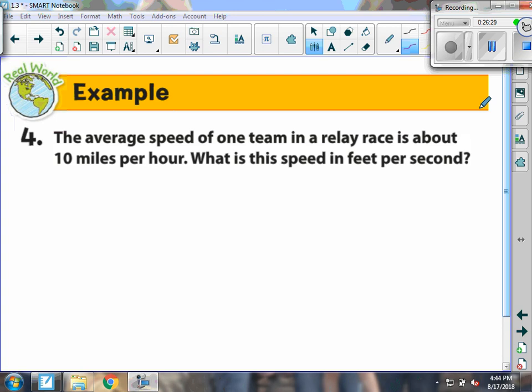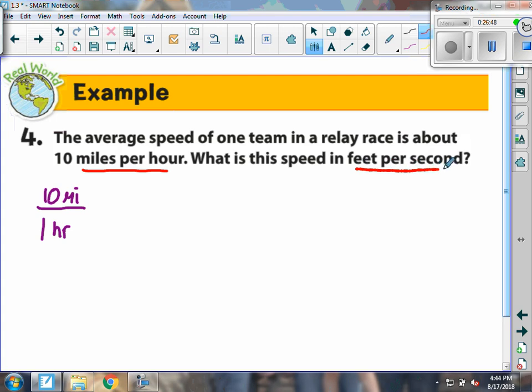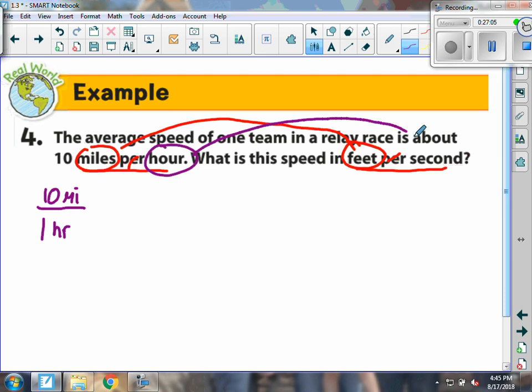Okay, the average speed of one team in a relay race is about 10 miles per hour. So I'm going to write this down: 10 miles over 1 hour. What is the speed in feet per second? I'm going to underline this. The only thing that's the same is our per. We don't really do anything with that. So we're going to be changing our miles to feet and our hours to seconds. So we're changing both of them this time.